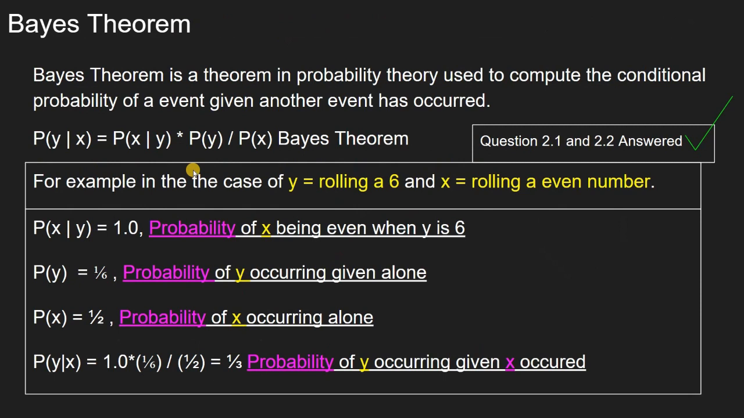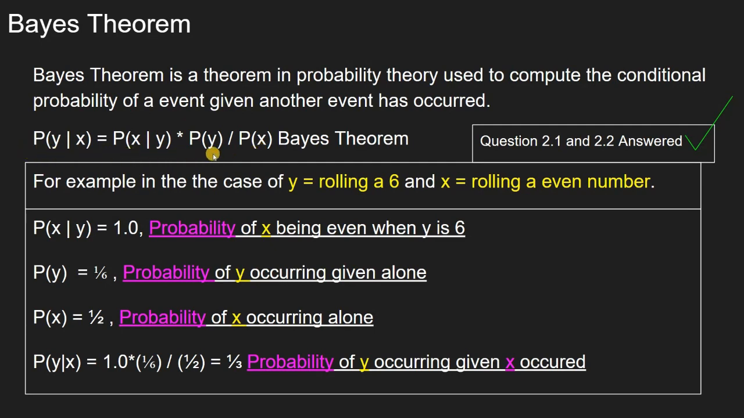Alright, now we're going to talk about Bayes' theorem. Bayes' theorem is a theorem in probability used to compute the conditional probability of an event given another event has occurred. Right, so here we have Bayes' theorem written out. It's the probability of y conditioned on x is equal to the probability of x conditioned on y times the probability of y divided by the probability of x.